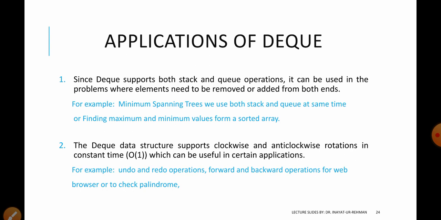Another application of double-ended queue is to check whether a word is a palindrome or not. To check the palindrome, we remove the first and last element and compare whether the elements are the same or not.